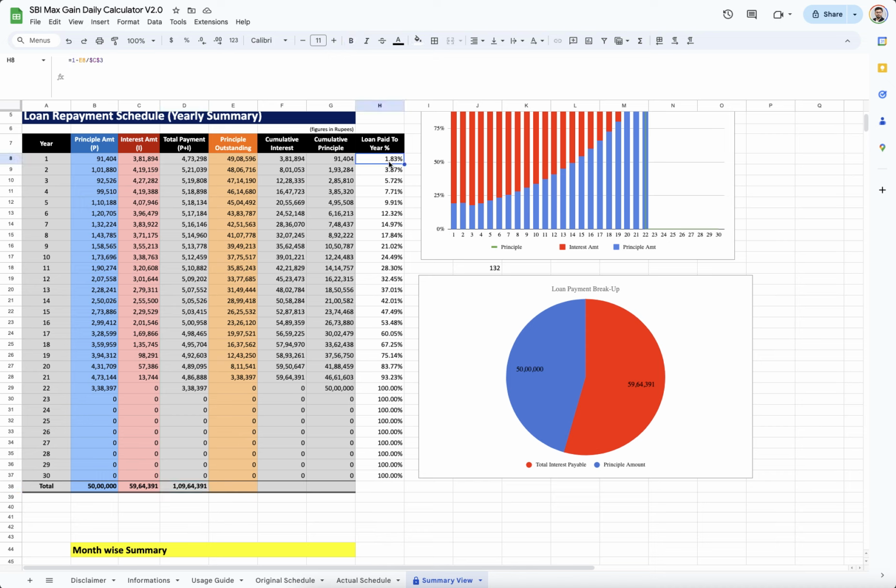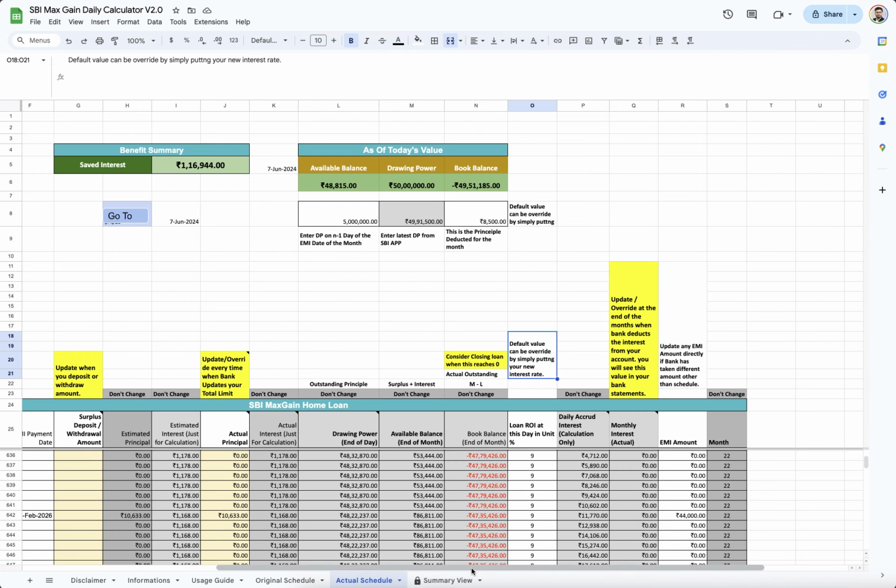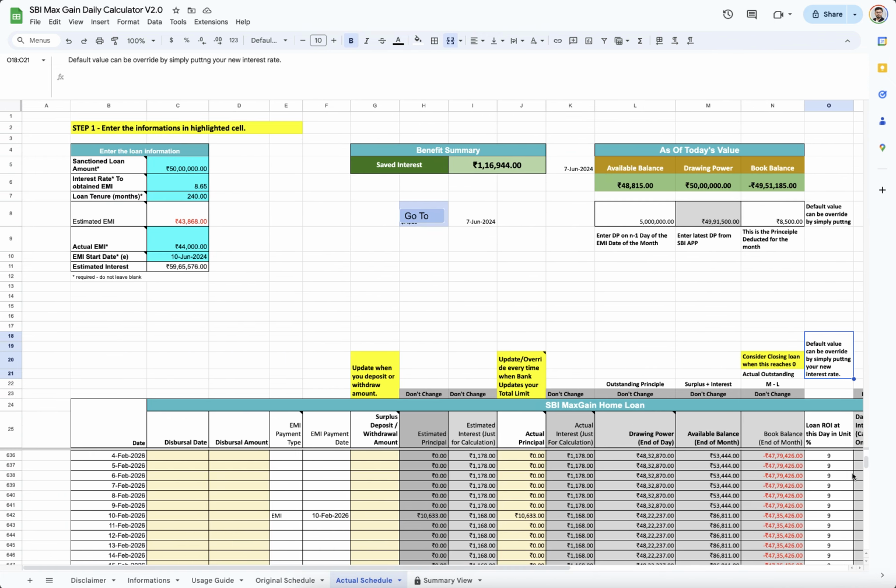So in the first year we are paying 1.83%. By the second year we are paying a total of 3.87% of the loan. So if you see, in the initial years we are paying a very small chunk against the principal outstanding. That's how a loan generally works in the initial years. That's why it is encouraged to park as much money as possible in the initial period of your loan.